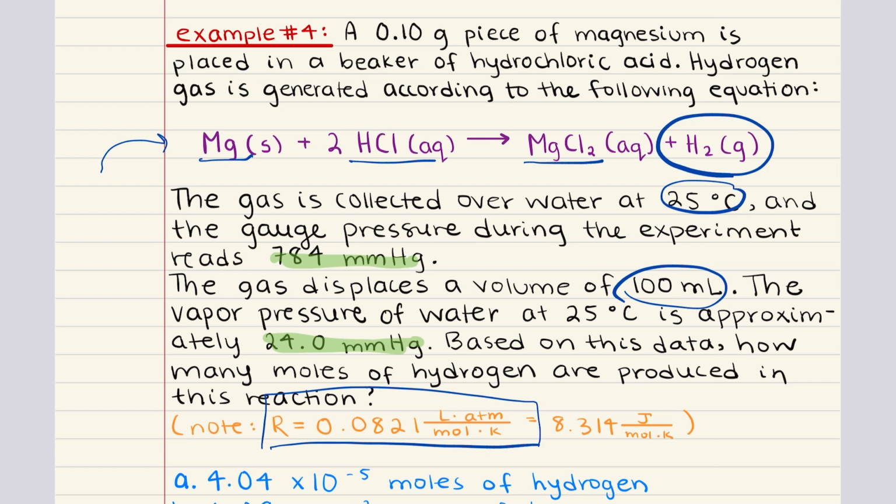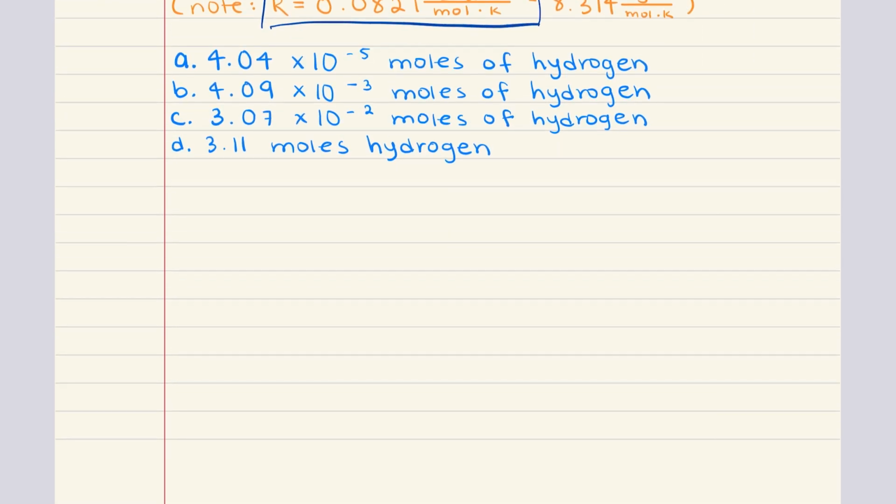Now, understanding the principles of gas collection over water and the ideal gas law are going to be really important to correctly determine the amount of hydrogen gas produced. We're going to first need to account for the vapor pressure of water to accurately measure the hydrogen gas pressure, and then we can use that and the ideal gas law to calculate the moles of hydrogen. Let's get started with that first step.